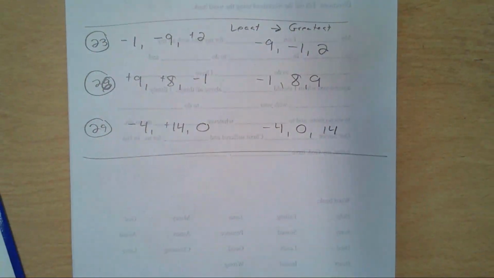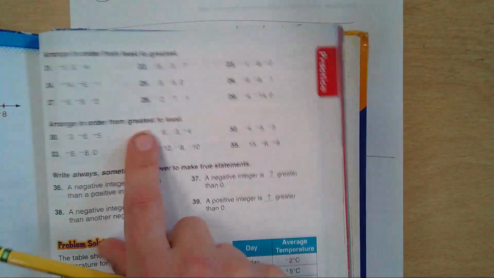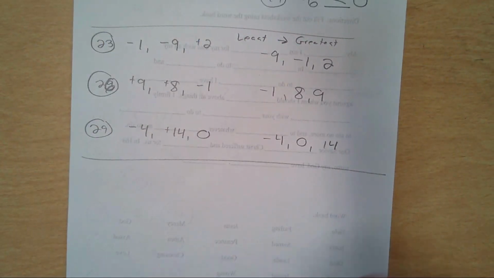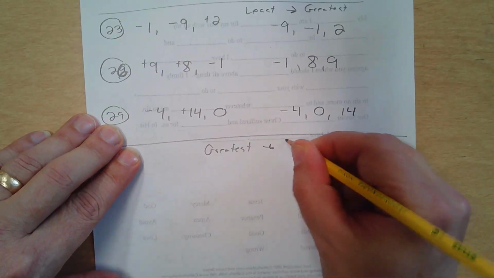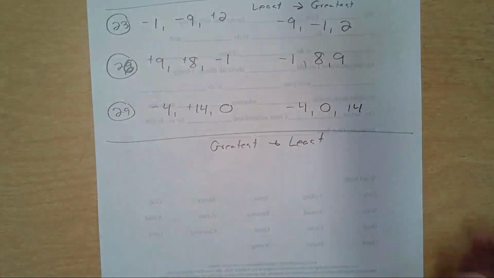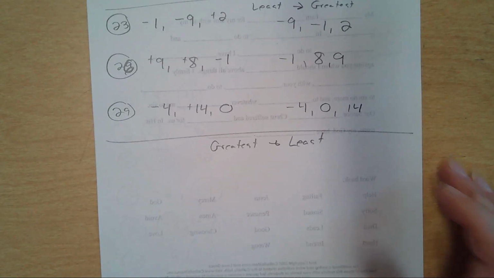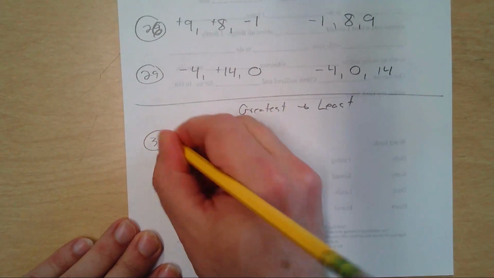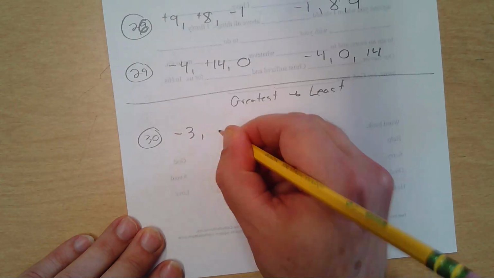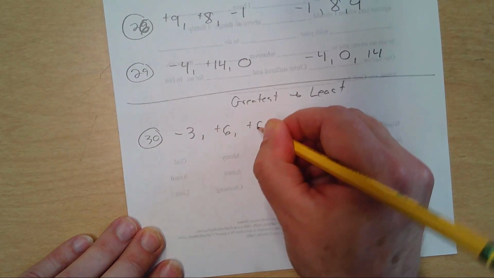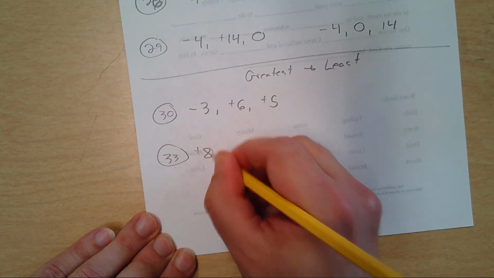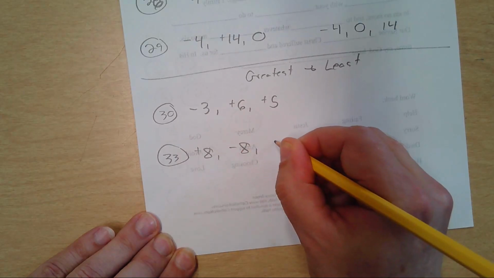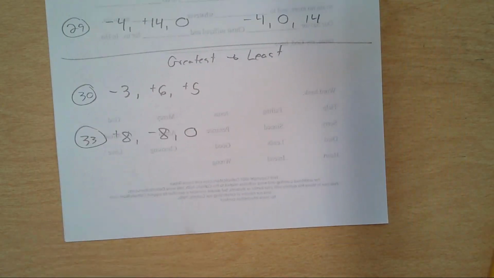Same deal, but wait for it. Greatest to least. Oh! So now switch it. I know. Big adjustment. Multiples of 3, 30 and 33. -3, +6, +5, and +8, -8, 0. Greatest to least.